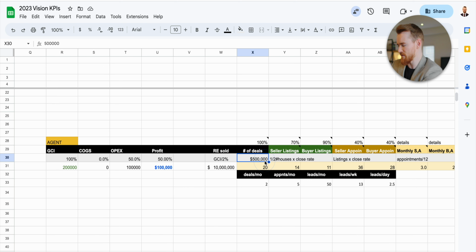What if it's more like 750? Now you have to do 13 deals, which feels actually kind of similar. You're just squeaking out an extra 2 deals. This is the foundation for you as an agent to know your numbers. And then here's what you need to do.